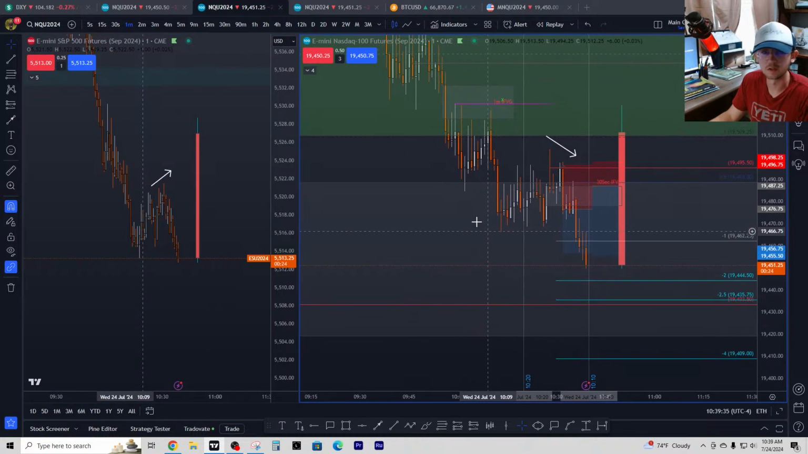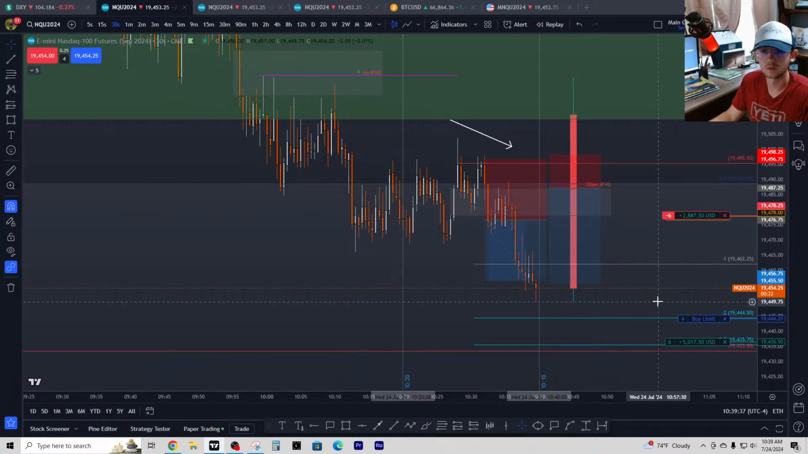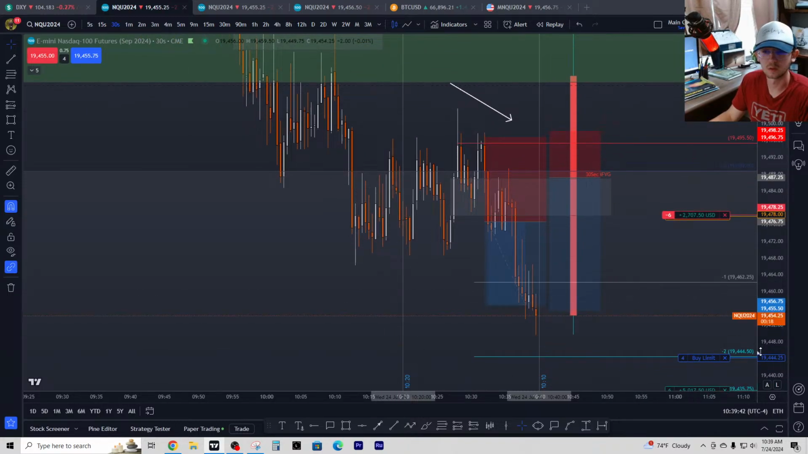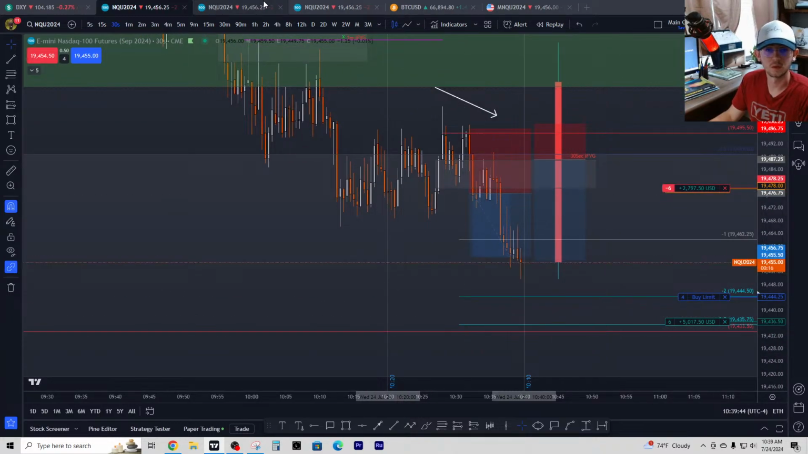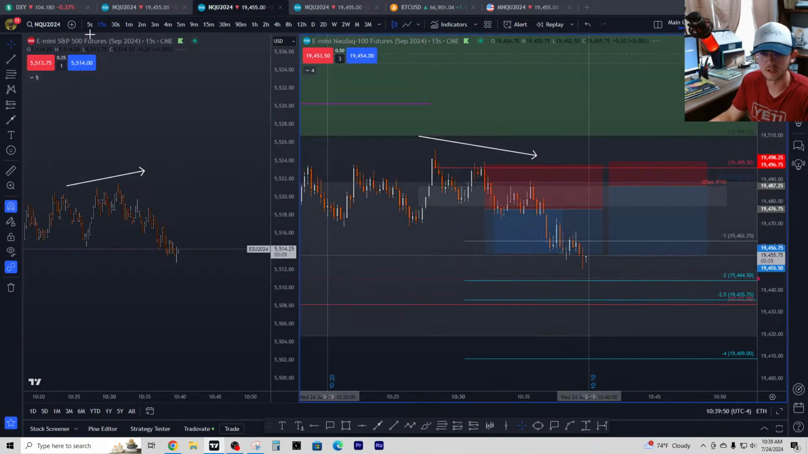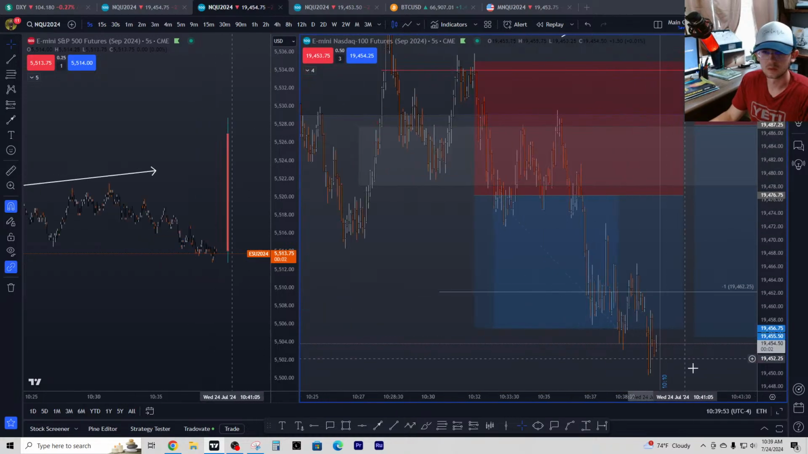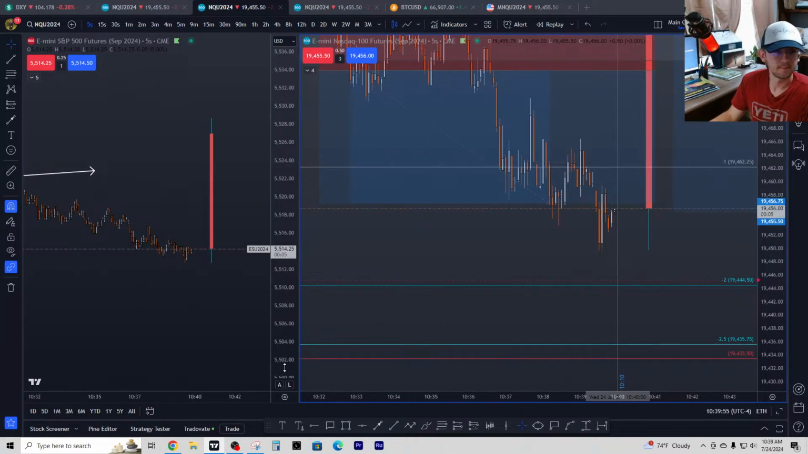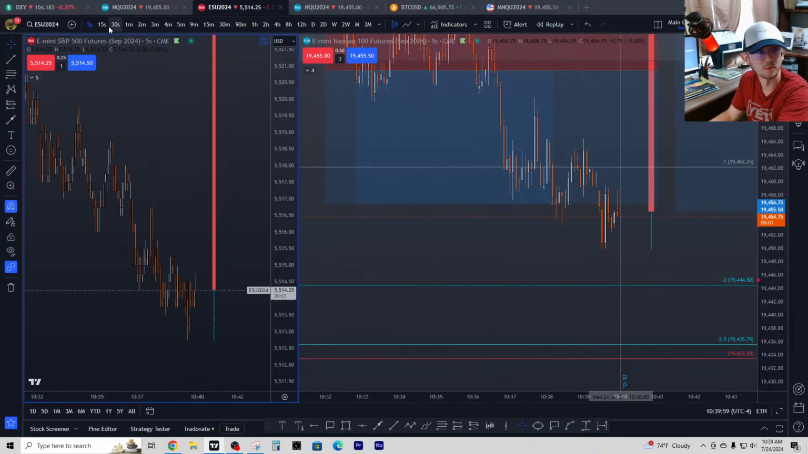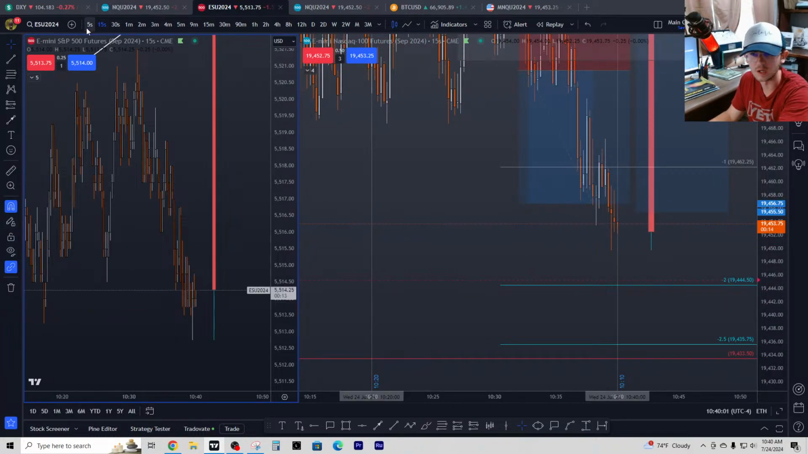There she goes. It's gonna fall right through. Almost here. Yeah, look at that. SMTs failed. Bad displacement any second now. Let's see how this displacement starts to play out. I would be expecting massive movement any second now.